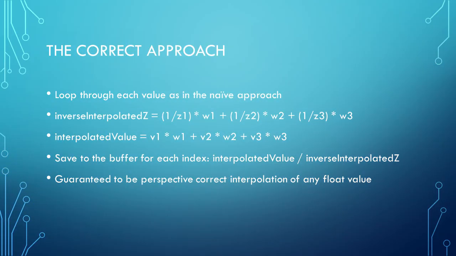Okay, so this seems like it would be a complicated problem to solve, but the solution is actually quite simple. In the corrected implementation, we can just loop through each value as in the naive approach, but instead we use the inverseZ values. We use barycentric interpolation to get the interpolated inverseZ, then we can interpolate the actual values as usual. The difference is when we store them in the fragment shader's buffer, we take the interpolated value and divide it by the interpolated z value. Doing so will correctly accommodate for the perspective shift and guarantee that every interpolated value is correct.